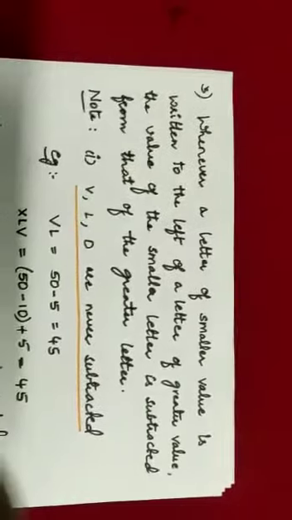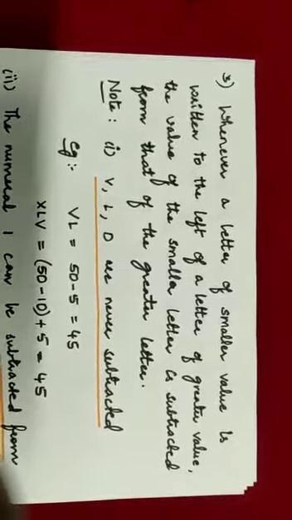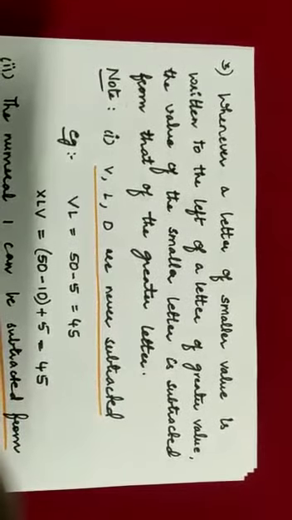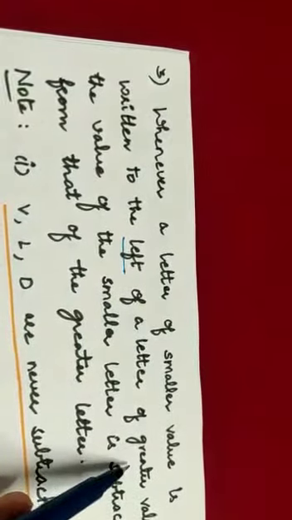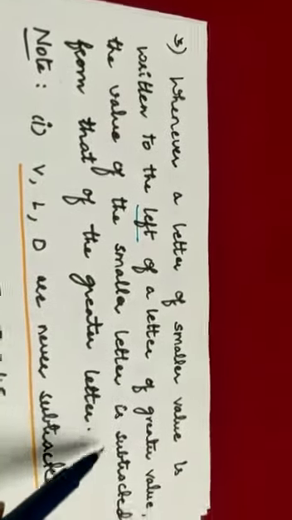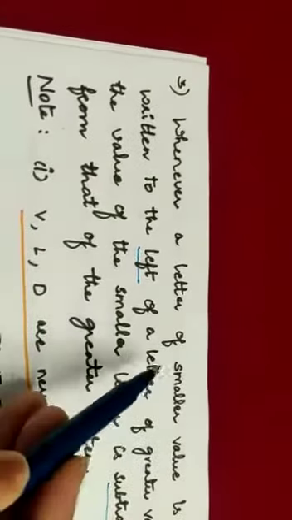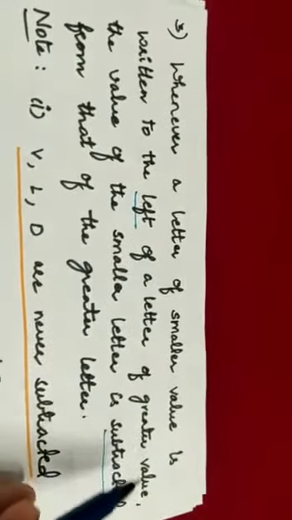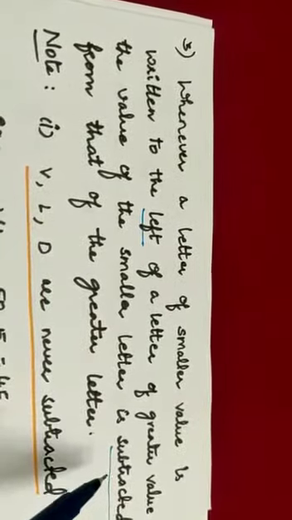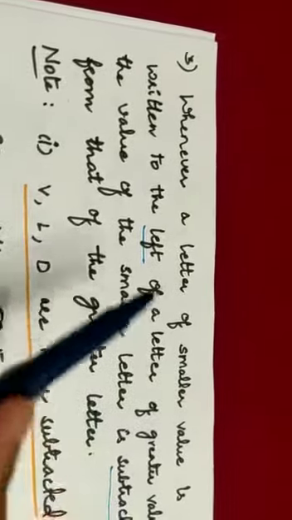So here is rule 3, children. Observe it. Whenever a letter of smaller value is written to the left of the letter of greater value, the value of the smaller letter is subtracted from that of the greater letter. So the smaller letter is written on the left of the greater letter. Then what operation do you have to perform? Subtraction. Okay, children, this is rule 3.